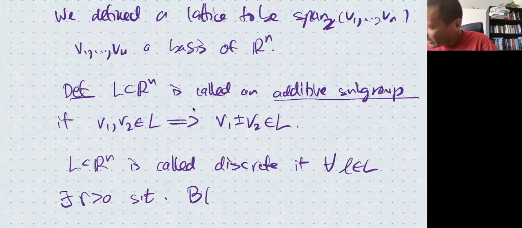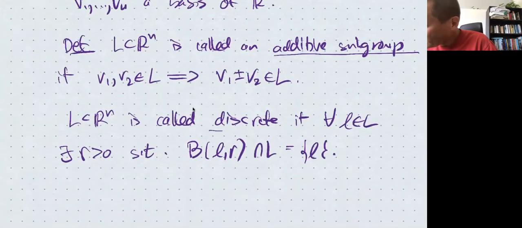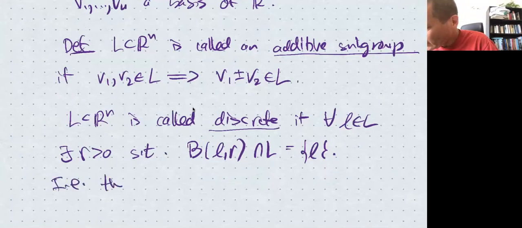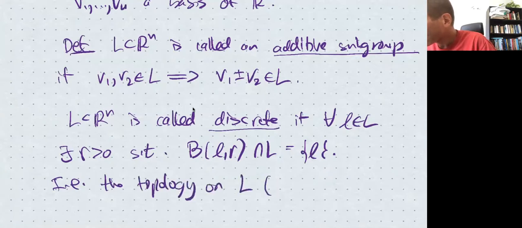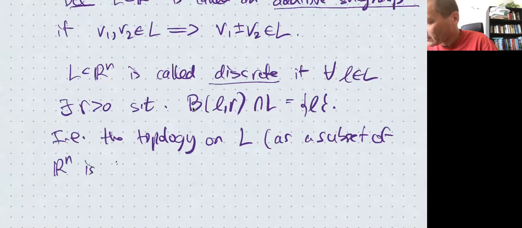L is called discrete if for any point in L there exists an R such that if you intersect the ball of radius R with L, you just get that point. So it's the only point of L in the ball. The size of the ball may depend on the point. In other words, in terms of topology, the topology on L as a subset of Rn is discrete.